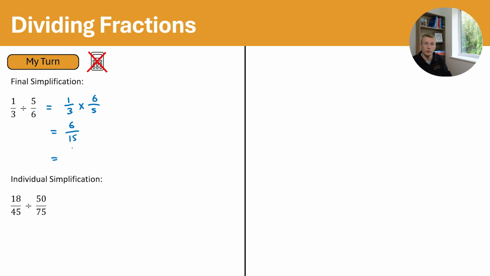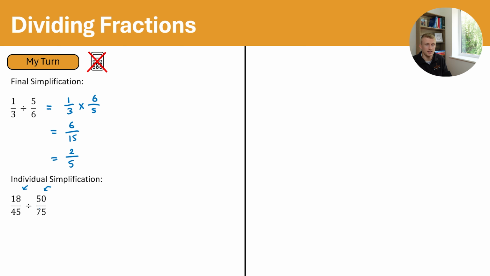And then we can divide through by the common factor, which is 3. So 6 divided by 3 is 2, and 15 divided by 3 is 5. That's 2/5. So in the next example, we're going to look at individual simplification. So I can simplify this fraction on the left, and I can simplify this fraction on the right, and then divide them after that. If you've seen our previous lesson on multiplying fractions, then you'll be aware of cross-simplifying, but we're actually not able to cross-simplify at this point.